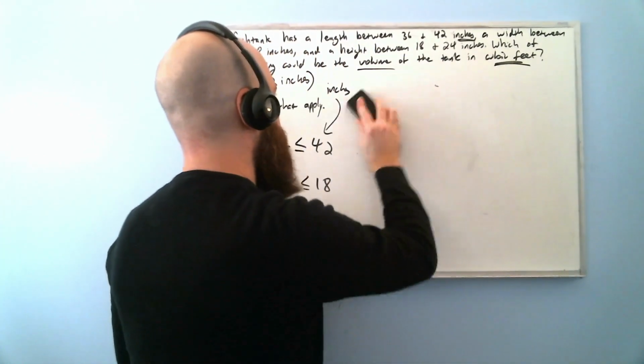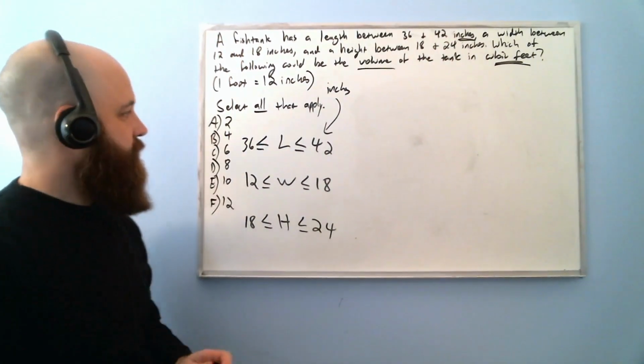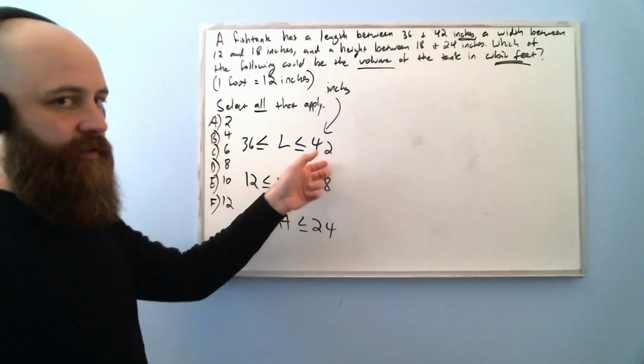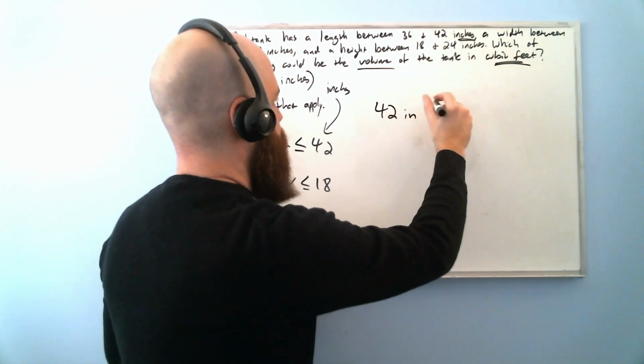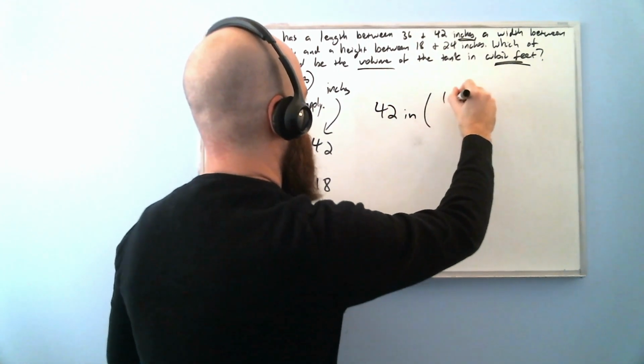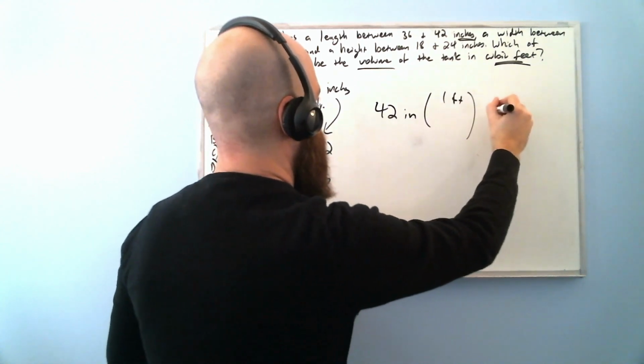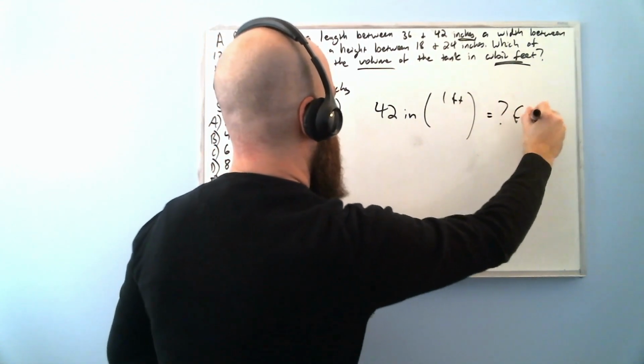Okay, so let's convert. How do you convert from inches to feet? Well, I'm just going to write it out so that I convince myself I'm not making some kind of silly mistake. So I have 42 inches. I want to get to some number of feet.